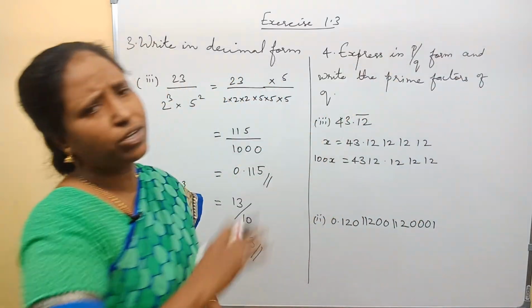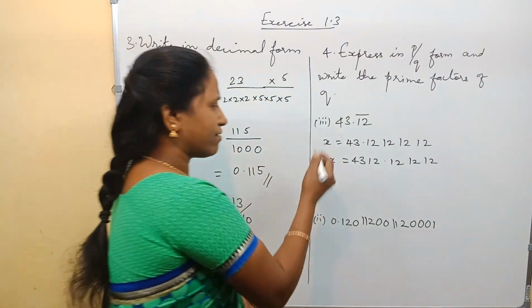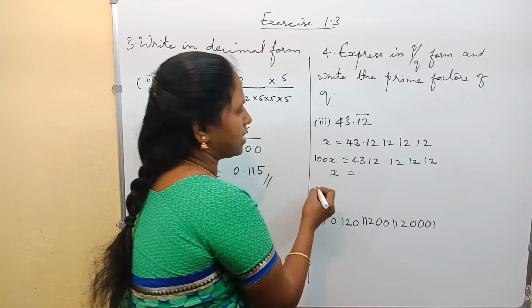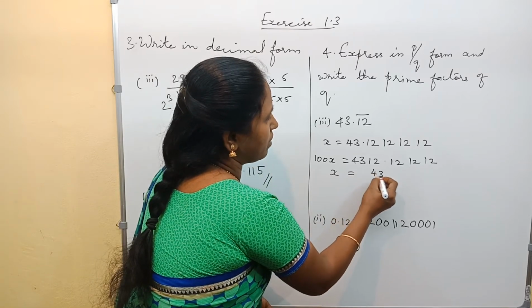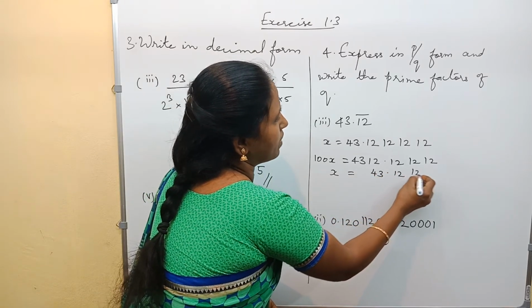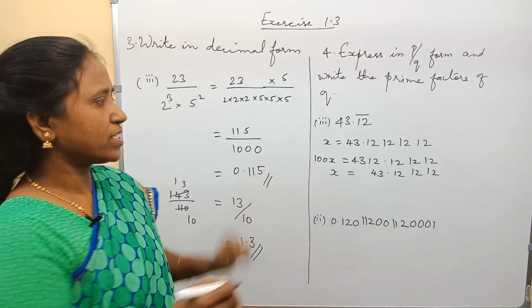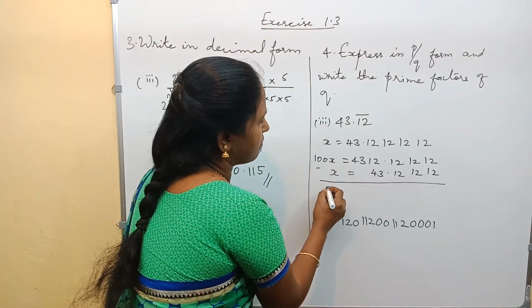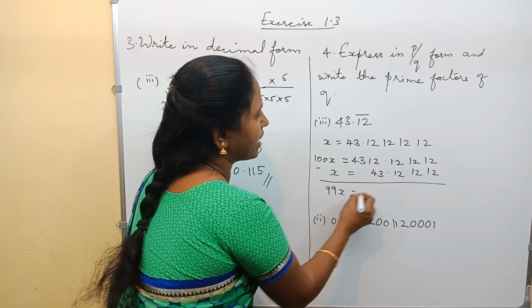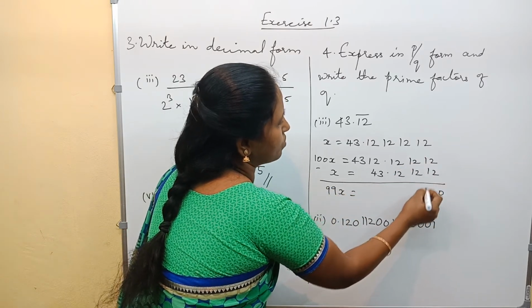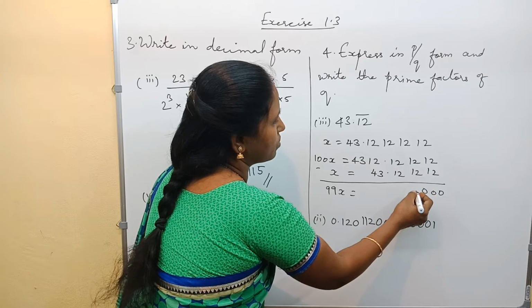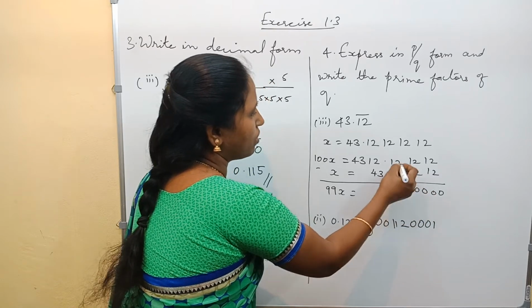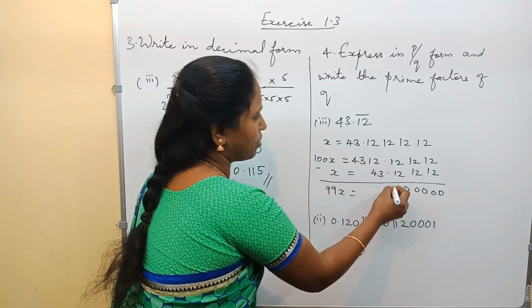0.121212, how many times over 12 it goes on? And what is our x? x is nothing but 43.121212. Now we subtract it. What do we get? 100x minus x will give you 99x. And we subtract: 2 minus 2, 1 minus 1, 0, 2 minus 2, 0, 1 minus 1, 0, 2 minus 2, 0, 1 minus 1, 0.